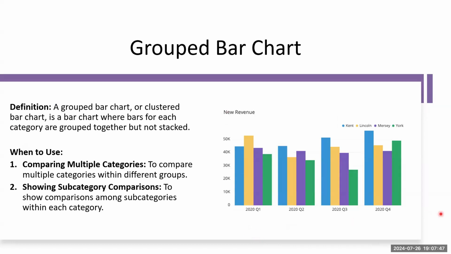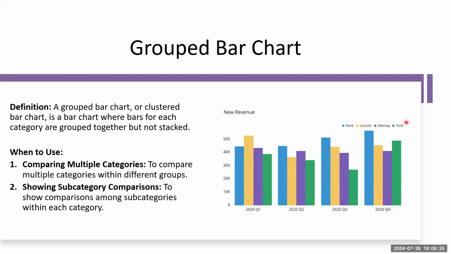So let's look at our example here. On the x-axis, we have 2020 quarter one, quarter two, quarter three, and quarter four. So four quarters in 2020, and we want to check revenue for Kent, Lincoln, Mercy, and York.